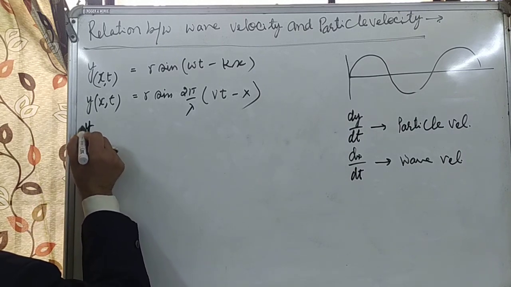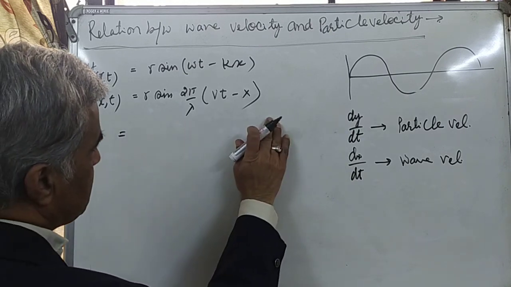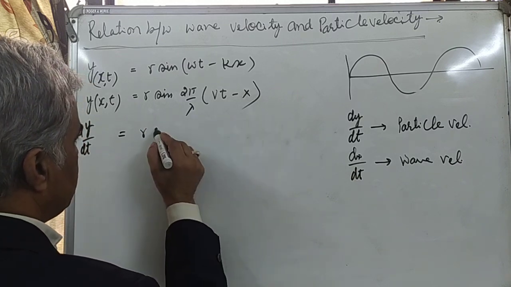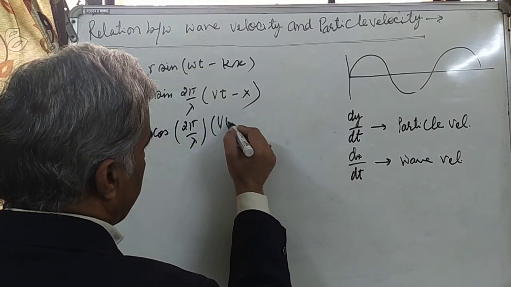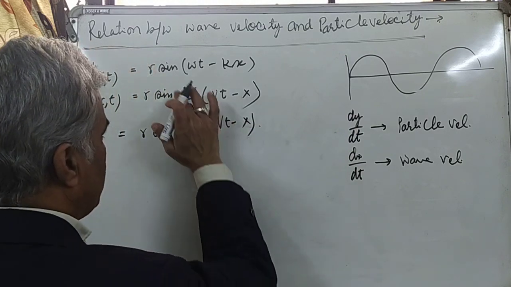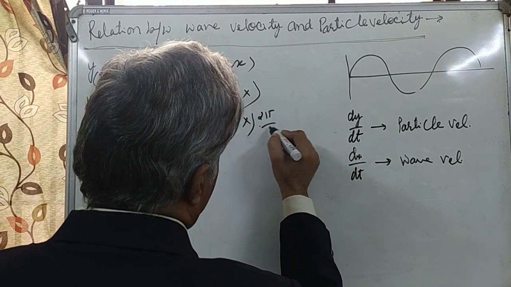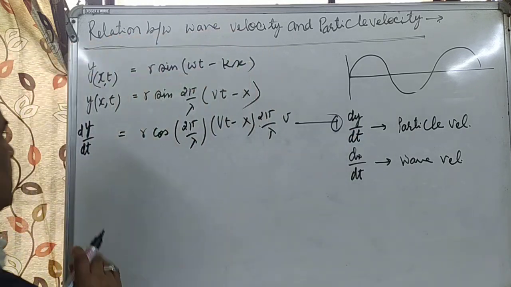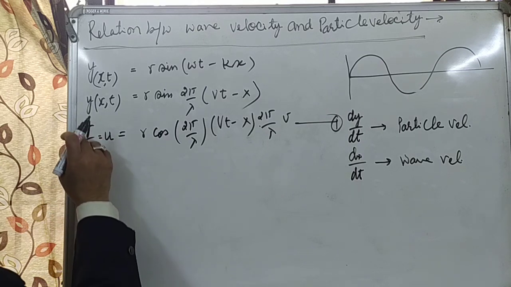So we are doing dy by dt of y equal. Now differentiate this with respect to time. The derivative of sine is cos, so cos of 2 pi by lambda into (vt minus x) into, now differentiate this with respect to time t, this is 2 pi by lambda v. So this is equation number 1. In this you can write this as u, the velocity of the particle.